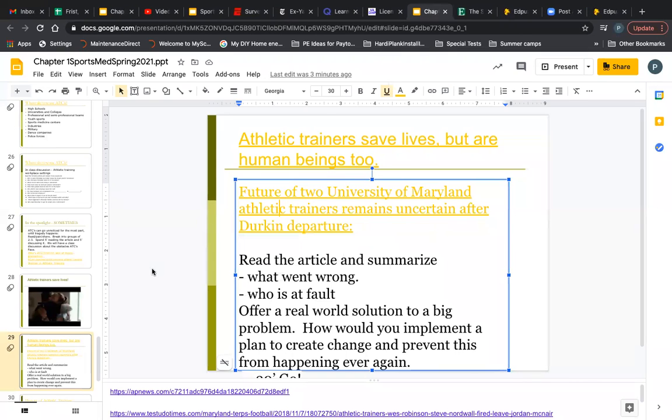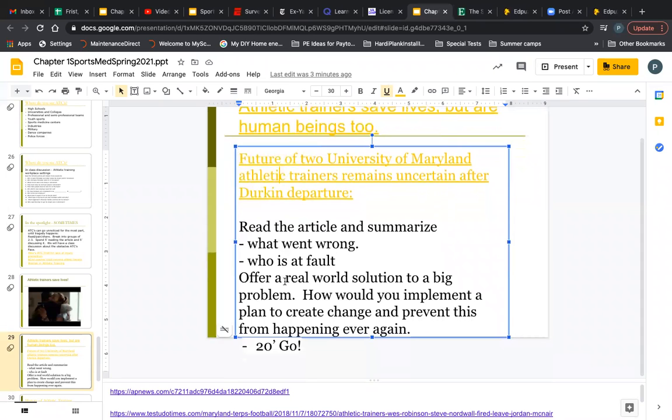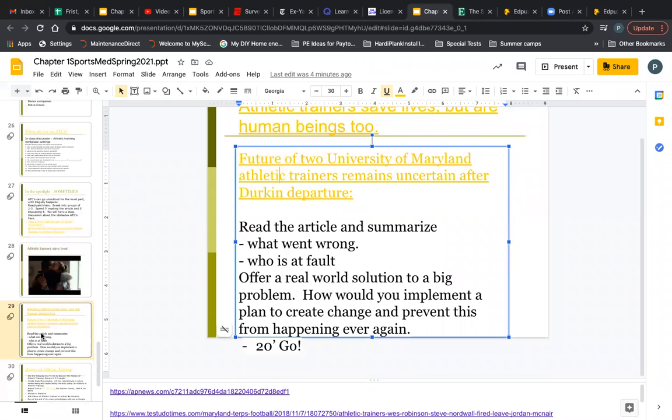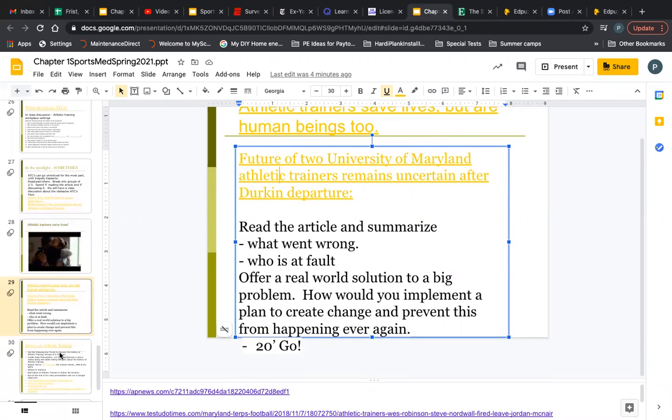Okay. Read the article and summarize what went wrong. I will have questions for you in the Edpuzzle for this article as well. So again, split screen and answer the questions in the Edpuzzle.